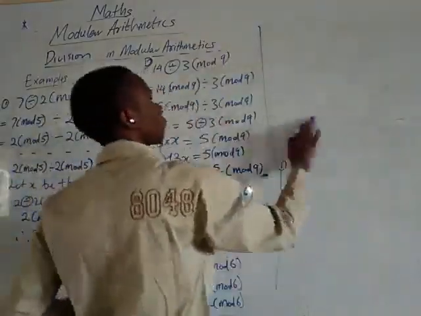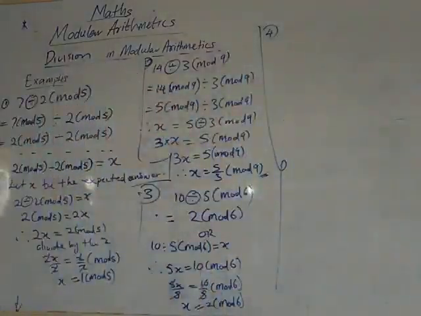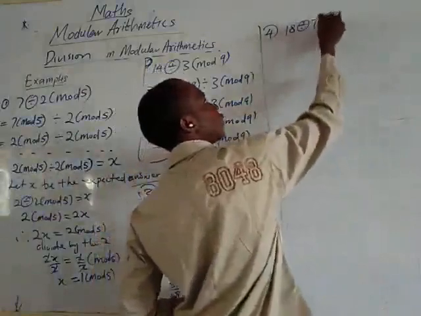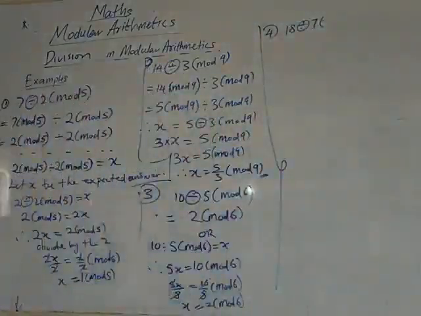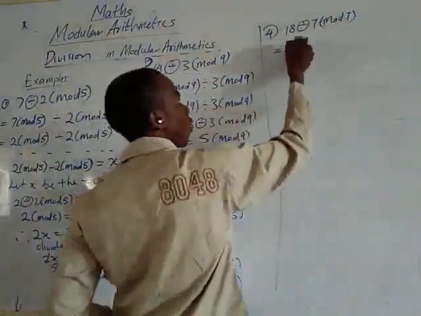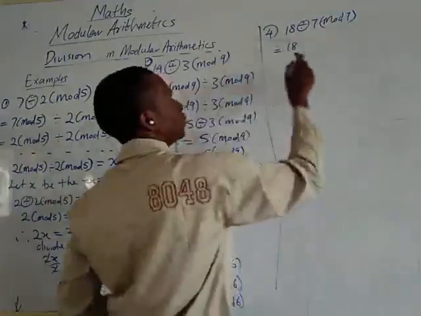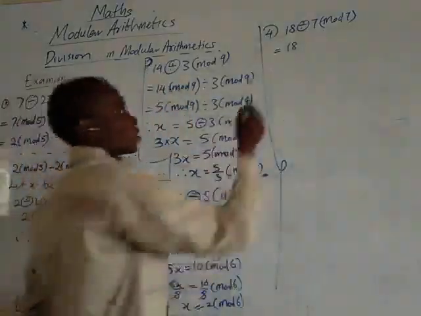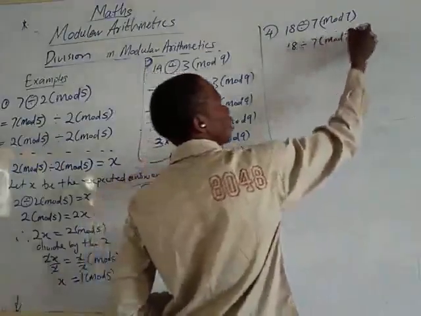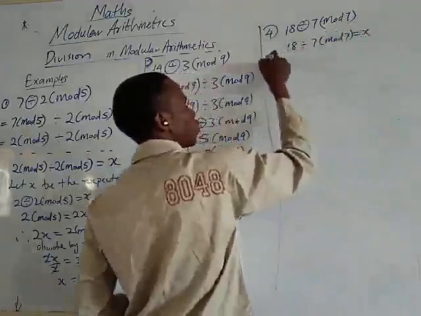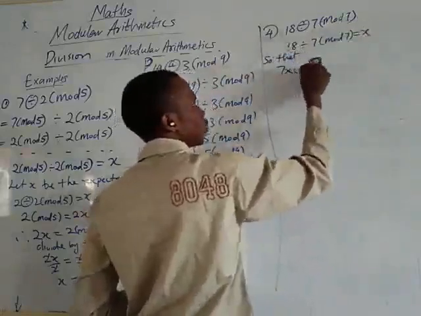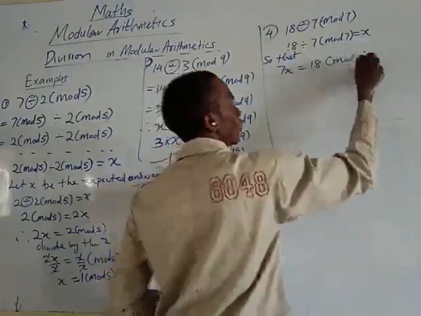If I have example 4, 18 divided by 7, mod 7. This is more, or let's say 18 cannot be divisible by 7. So I can say 18 divided by 7 mod 7 equals x, such that 7x, meaning 7 going to the other side to multiply x, equals 18 mod 7.